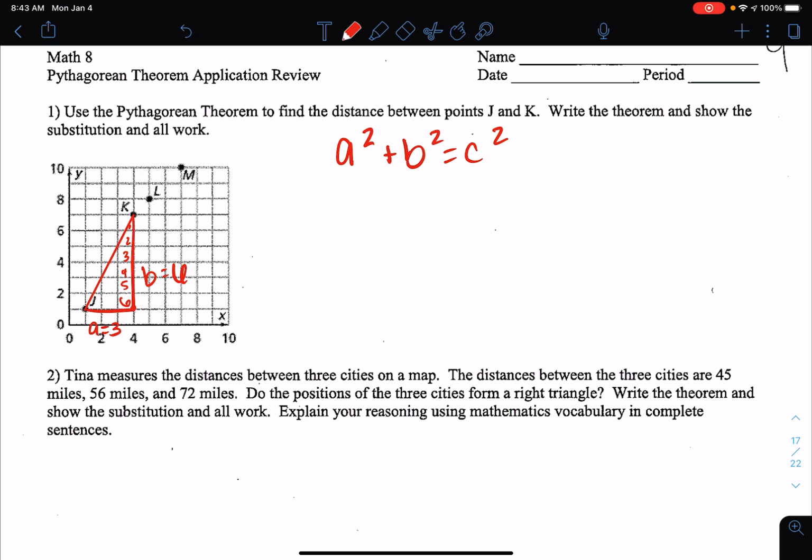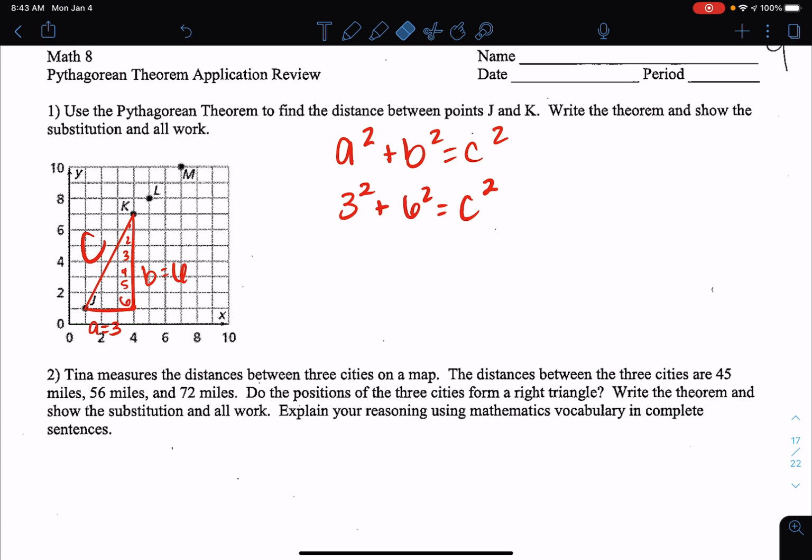Now that I have my 2 legs, I'm going to substitute them into my theorem. A is 3, so 3 squared, plus 6 squared is equal to c squared, okay? Because we're trying to find my hypotenuse, which is the same thing as my distance between J and K. Go ahead and start simplifying your exponents: 3 squared is equal to 9, 3 times 3, and 6 squared is going to equal 36. Then I still have to add 9 plus 36, which equals 45, is equal to c squared.